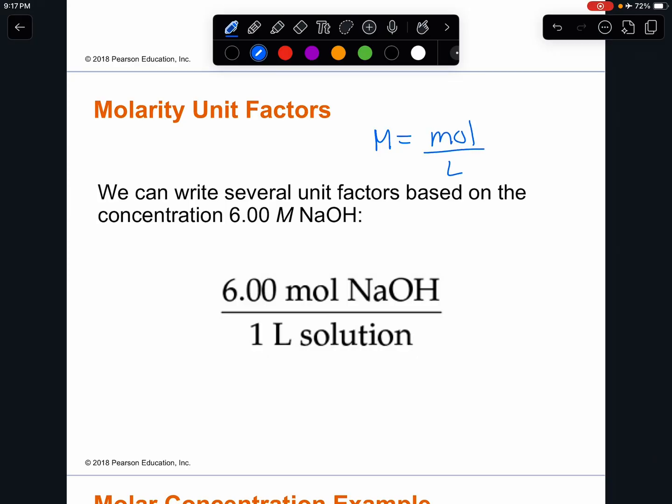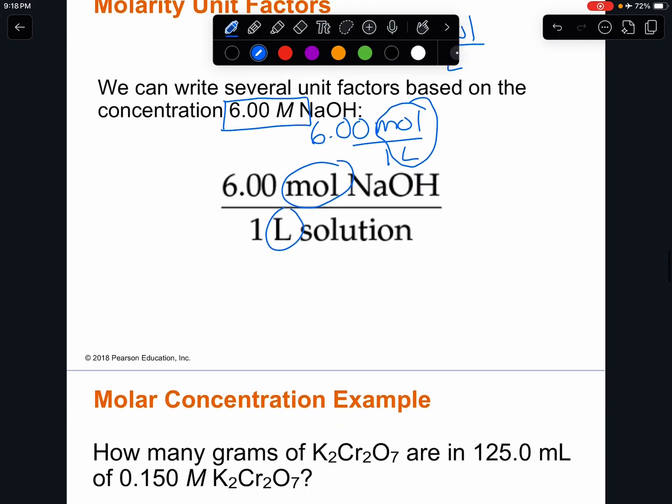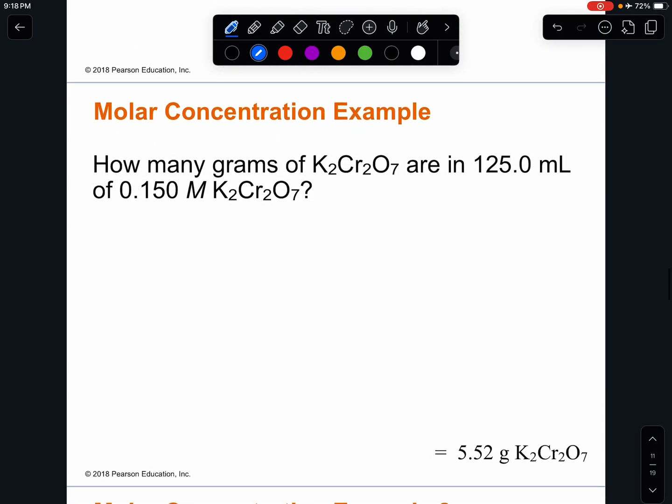Now, remember, molarity is moles over liters, and we can use this as a conversion factor, which is what we're going to do in a couple slides here. So it is moles over solution. So if you see a 6 molar solution, you have to keep in mind that that means 6 moles over 1 liter. Okay, so sometimes you can use this moles to liters as a conversion factor to go from one thing to another. So let's go ahead and do another molarity example.